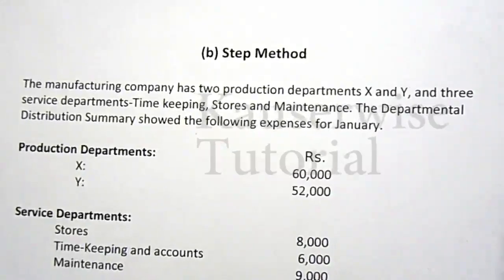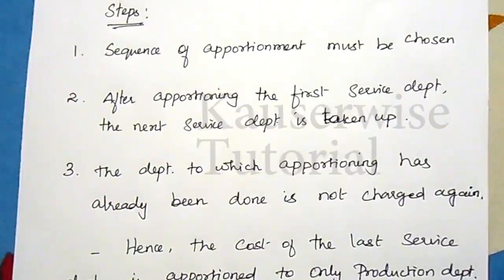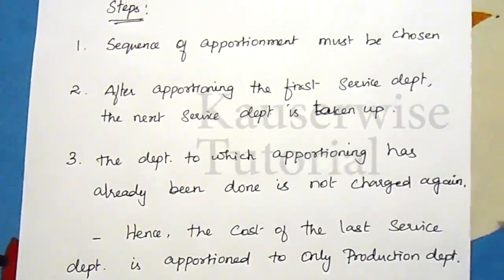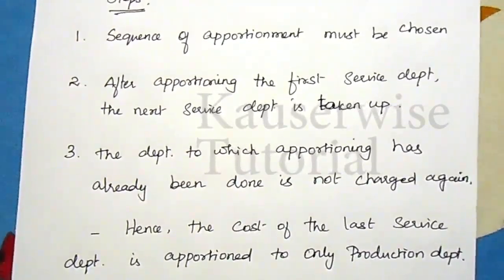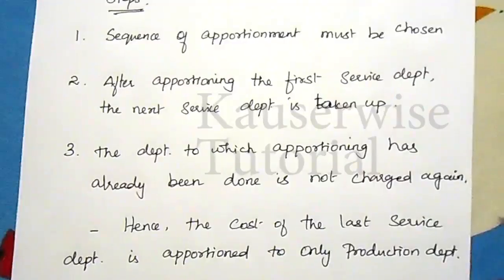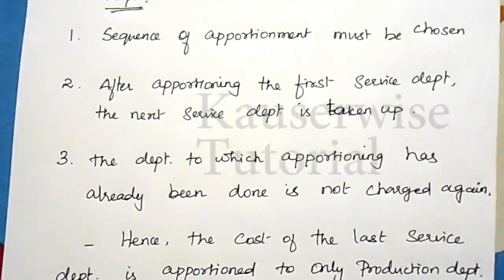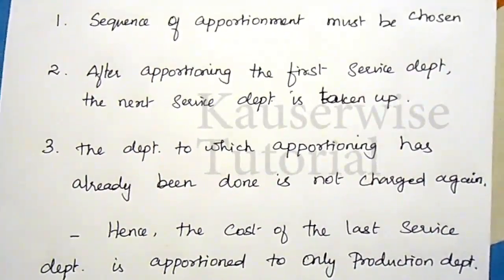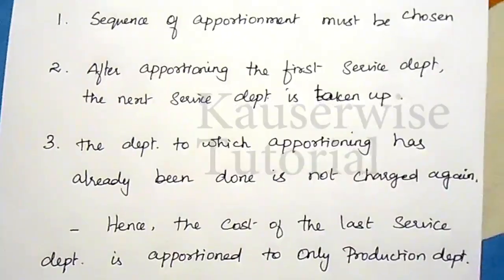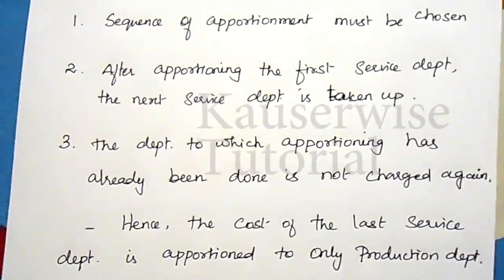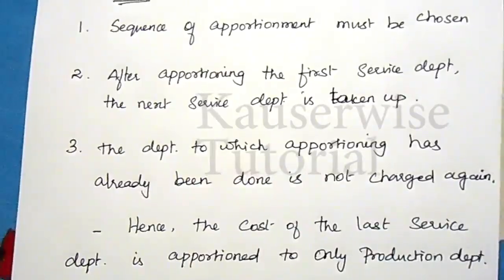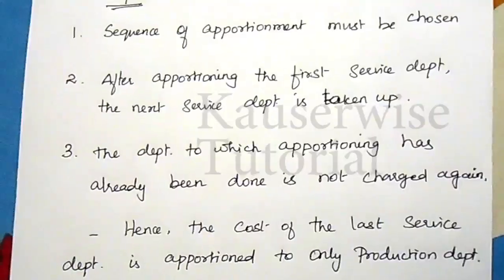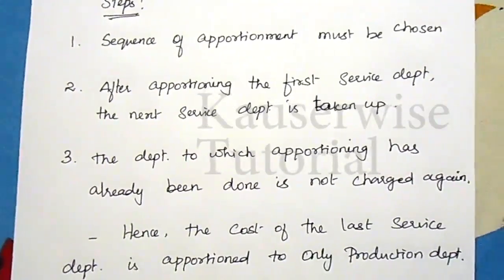Now let us see the second method, that is the step method. Under the step method, the cost of the most serviceable department is first apportioned to other production departments as well as the service departments. So the first step is that the sequence of apportionment must be chosen. So we need to find the sequence of apportionment. The second step is, after apportioning the first service department, the next service department is taken up. Thus, the service departments are apportioned one after another. This is the second step.